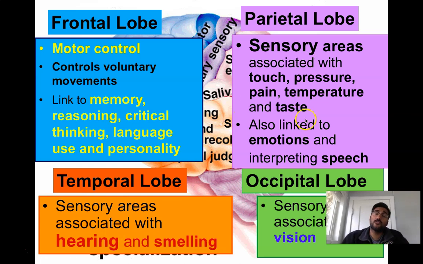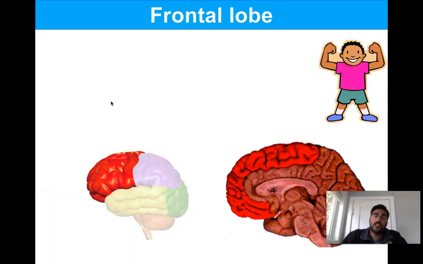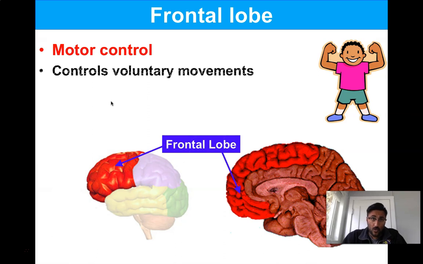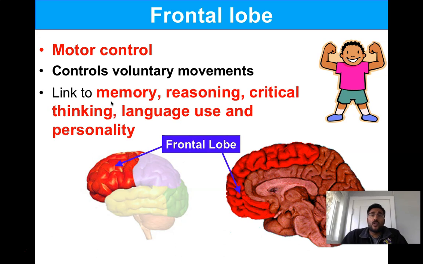So sensory information, so information in and action out, is controlled by three lobes, right? Parietal, occipital, and temporal, based off of which sense you're looking at. And then the frontal lobe does everything else for motor control. The frontal lobe is going to control all those appendages, your voluntary movements, personality, higher level thinking, worrying, stress, relaxation, all that stuff is happening up here. So let's break those down a little bit. Frontal lobe: motor control, controls voluntary movements, links to memory, reasoning, critical thinking, language use, personality.